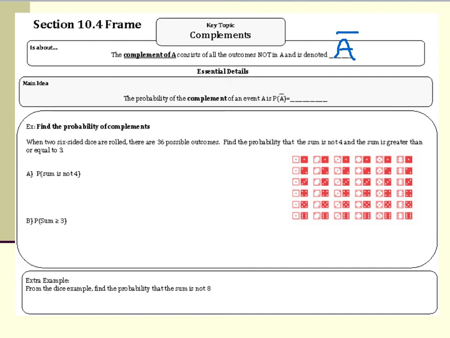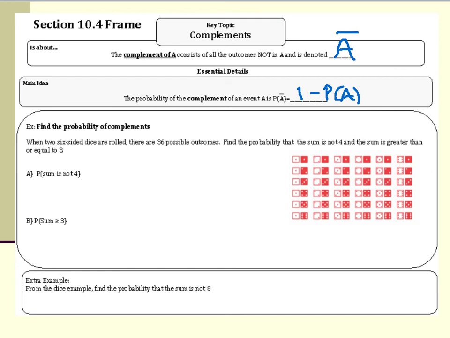So our main idea here, we want to find the probability of the complement of an event A, or P of A bar, and it's 1 minus the probability of A. So to find the probability of A bar, we do 1 minus the probability of A. So we're going to find the probability of complements here.